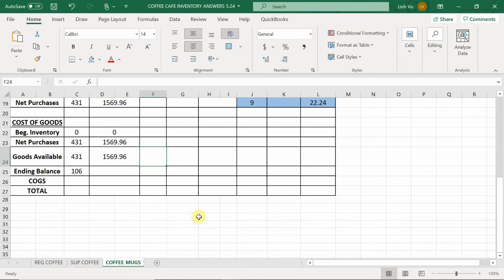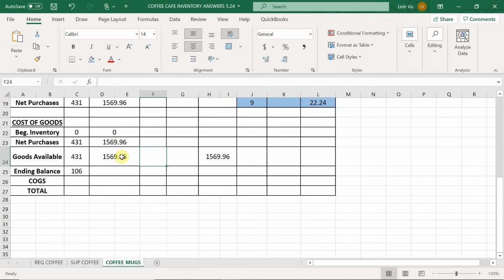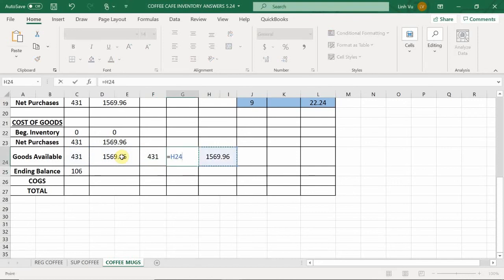Multiply the cost by the quantity. No. What cost do you have? What do you know? The total cost is 1569.96. Okay, good. And so divide that by the 431. Excellent. And that gives you your average cost per item. Good. And what do you get?